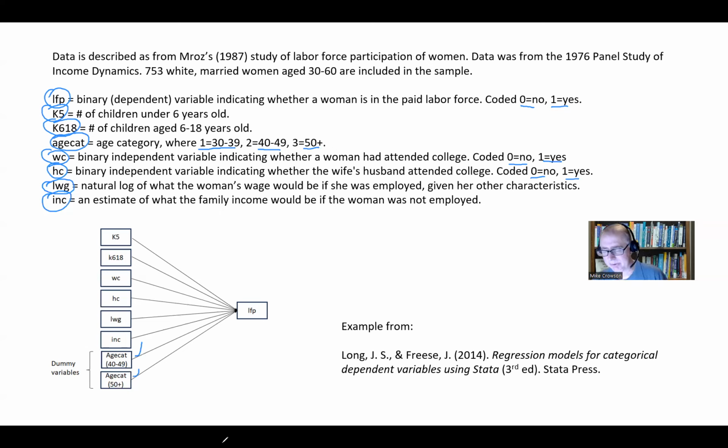This example too was published in Long and Freese's book on regression models for categorical dependent variables using Stata. So I was just able to import the data into SPSS and thought I would provide their demonstration here. So let's go ahead and open up SPSS and run our model.